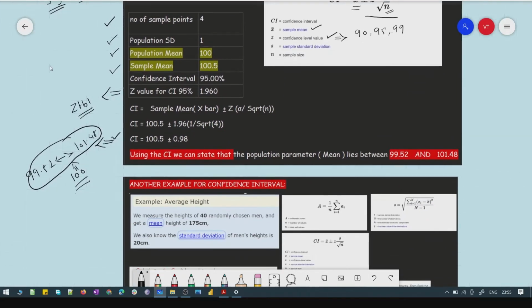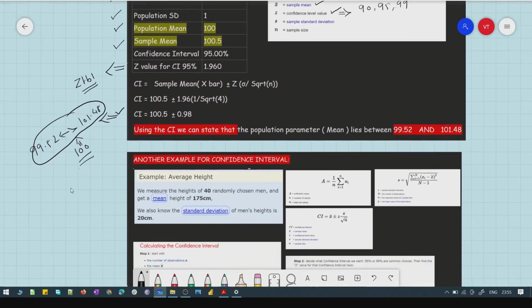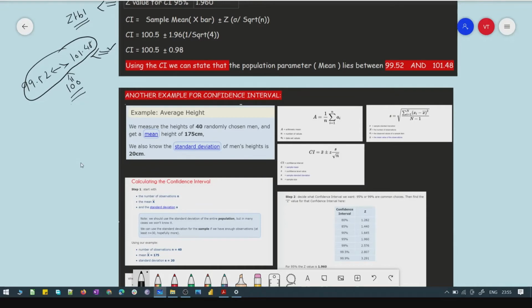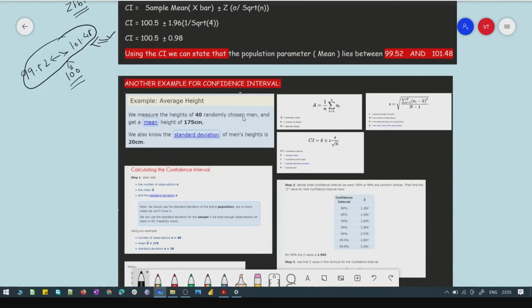Now there is one more example which I have taken here. This again I referenced from a different book. There are about 40 randomly chosen men, and we are measuring the height of those men. The exercise is to measure the height of the population, which is pretty huge. So I take a random sample of 40 men from that population, and I find that the mean is going to be 175 centimeters, and the standard deviation is going to be 20 centimeters.